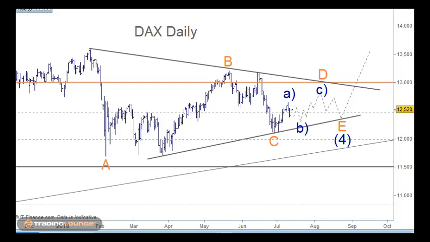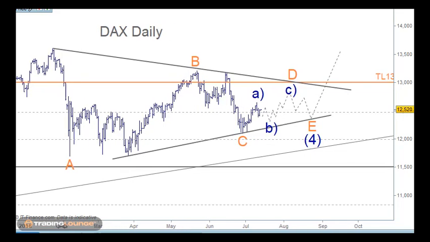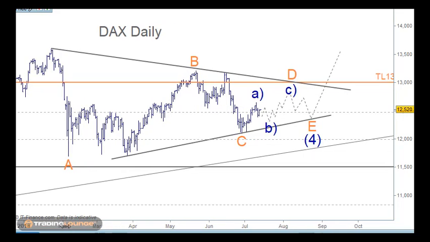And with the DAX here, typical of a wave 4, wave 4s tend to be complicated, and that's certainly what's occurring here through this particular pattern. So I have a bullish pattern and I have this triangle pattern.